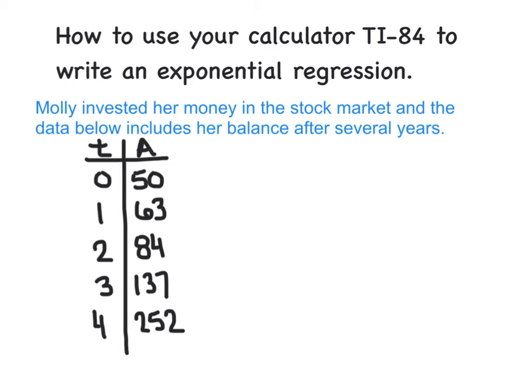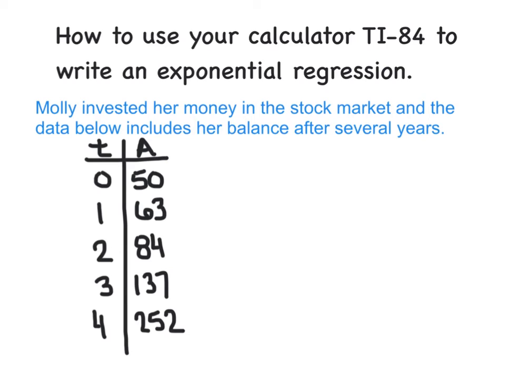What she did is she took $50 and invested that. So at t equals 0, she has $50. I'm using the letter A to represent the amount of money that she's accumulated. 1 year later, she'd gained $13 in the stock market, so her balance was now $63. 2 years later, it was worth $84, and then $137 and $252. And so, with a little bit of luck in the stock market, you can really stockpile your investments.